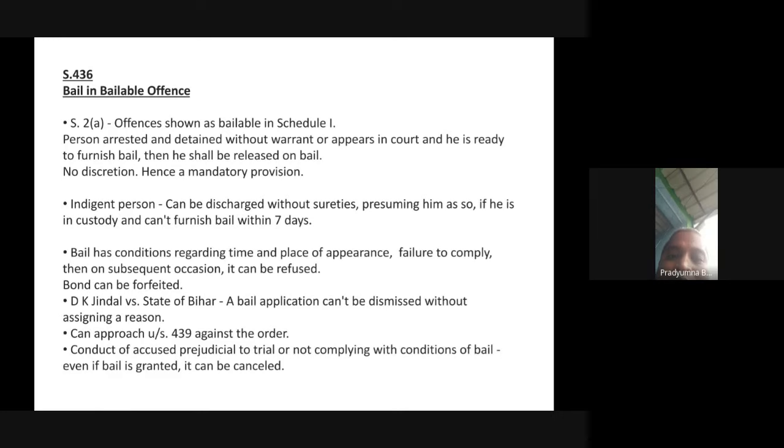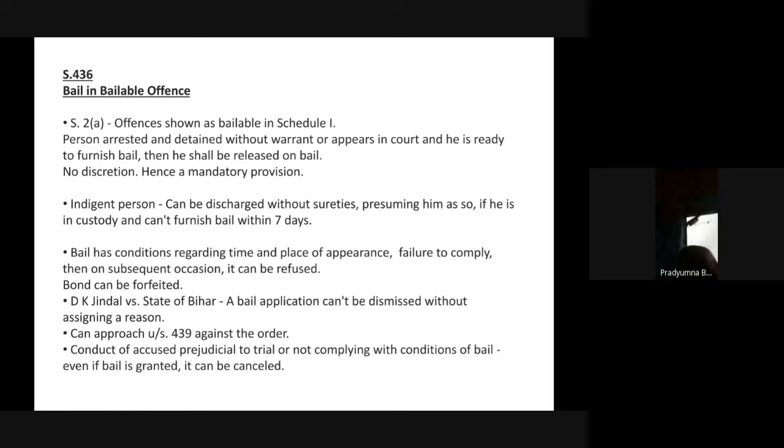Now we are discussing one mandatory bail, that is bail in bailable offence. So it is saying that if it is a bailable offence and the person is arrested and detained without warrant and he appears in court and is ready to furnish bail, then he shall be released on bail. So it is a mandatory provision. There is no discretion. There is also a proviso which says that if a person cannot furnish bail even after he has been offered bail within 7 days, then he shall be presumed to be an indigent person and he can be discharged without sureties because the court will presume him as such.